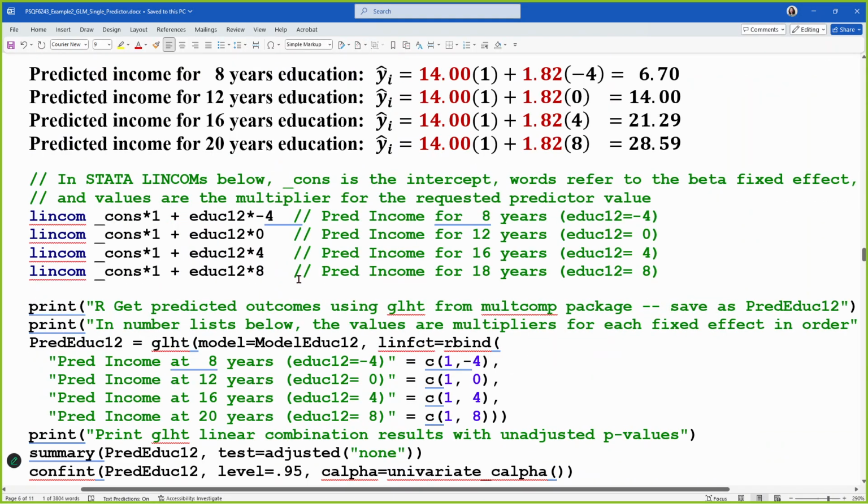Okay. Stata folks, how is that sitting? The words refer to the fixed effects as estimated in the model. That's the key to following this.